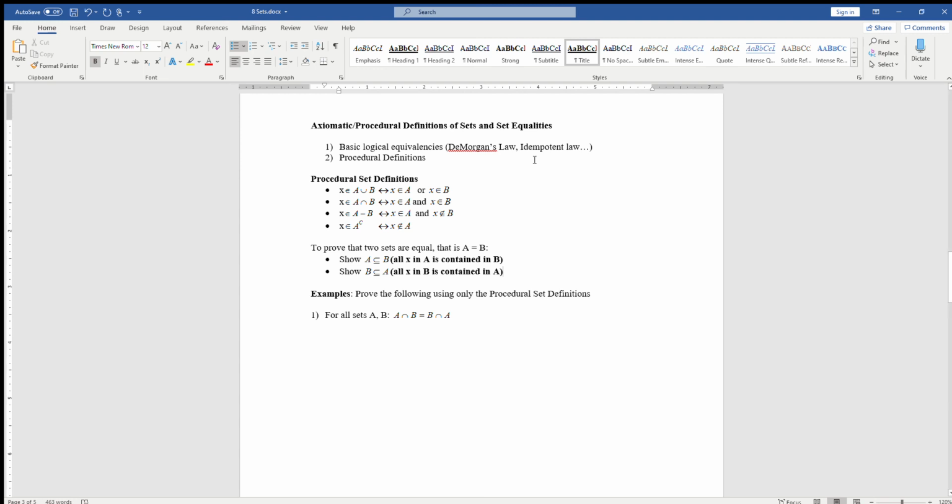So in the next series of videos, we're going to take a look at how to do this. Unfortunately, it's a very taxing sort of process because we're going to have to use division into cases. Obviously there are two cases. Case 1 is when we have to show A is a subset of B. Case 2 is when B is a subset of A.